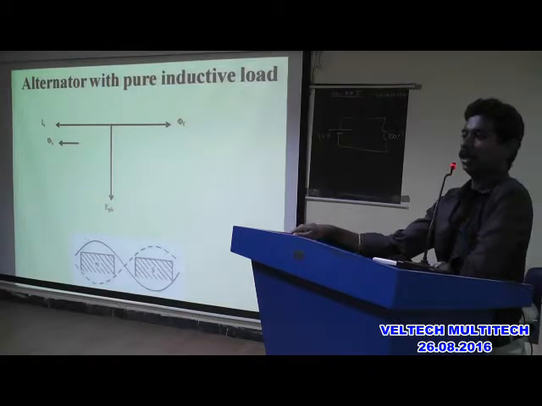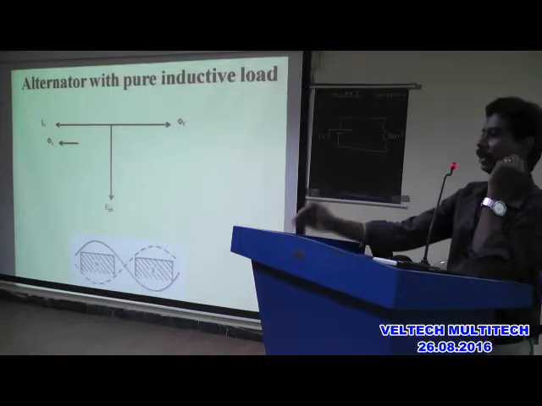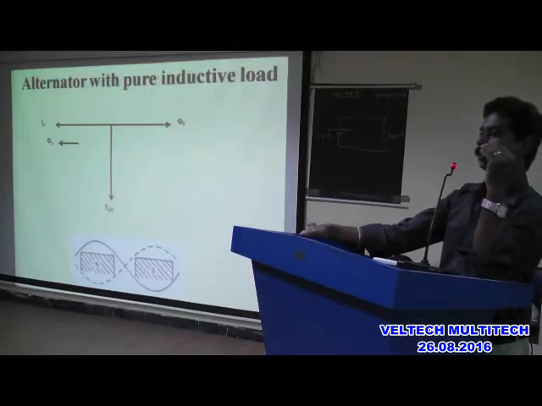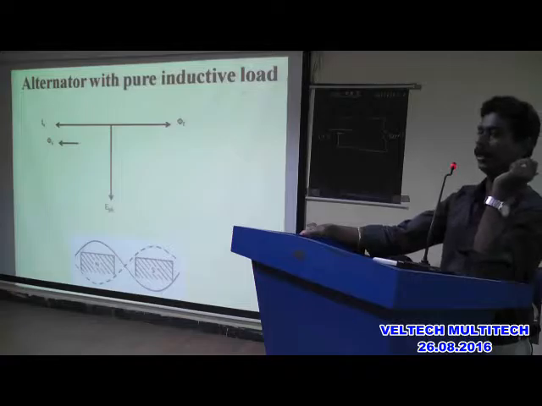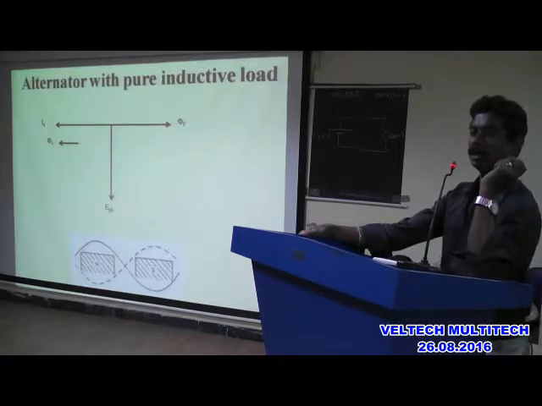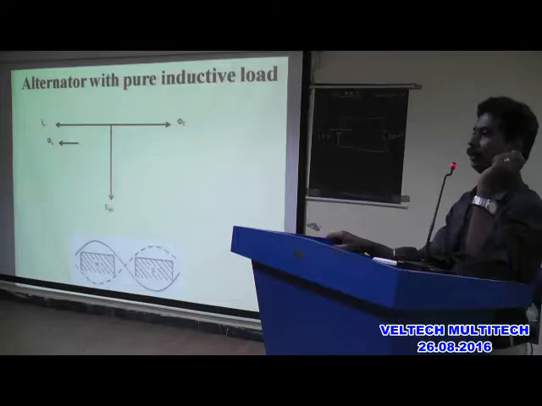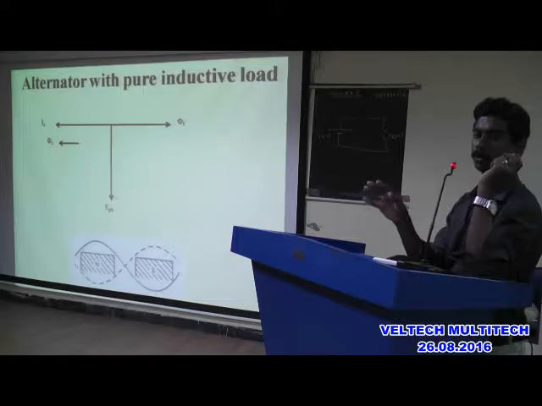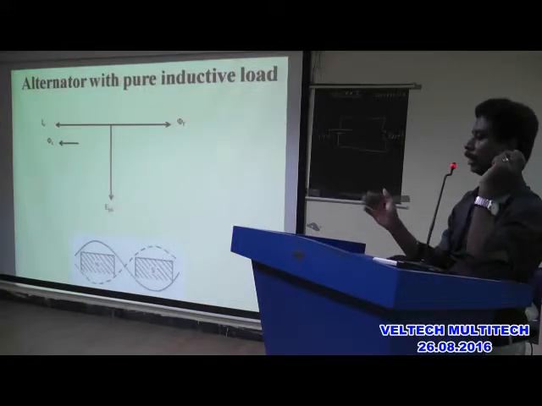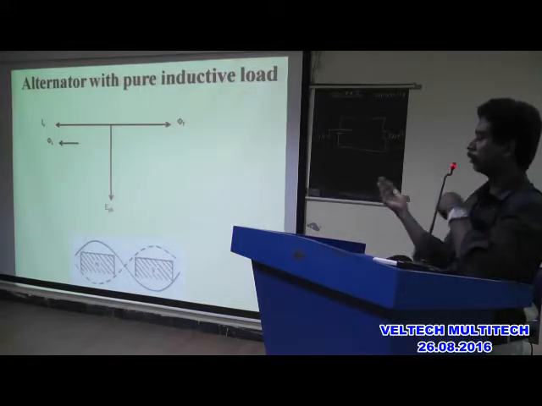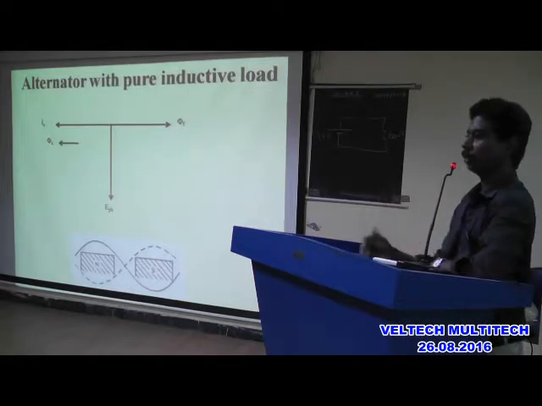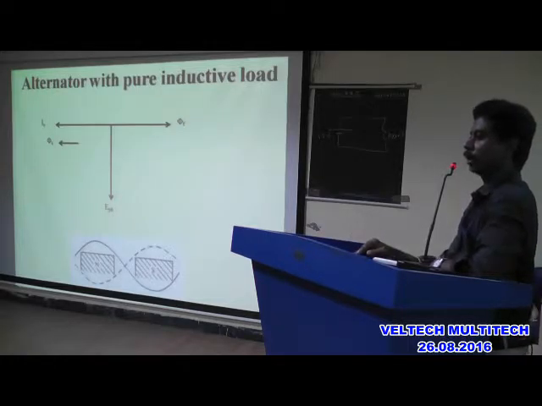Now you can recall the armature reaction in a DC generator. What is the armature reaction in a DC generator? The effect of armature flux on the main flux. Only the armature flux affects the main flux. But in the case of an alternator, the load type also affects the terminal voltage. In a DC generator it is not like that; only the armature flux affects the main flux. But here the armature flux affects the main flux, and so does the load type. You know the basic loads, three types of load: resistive load, inductive load, and capacitive load.